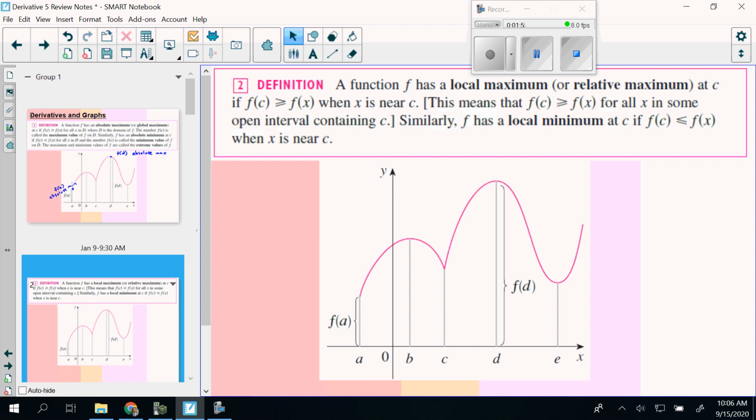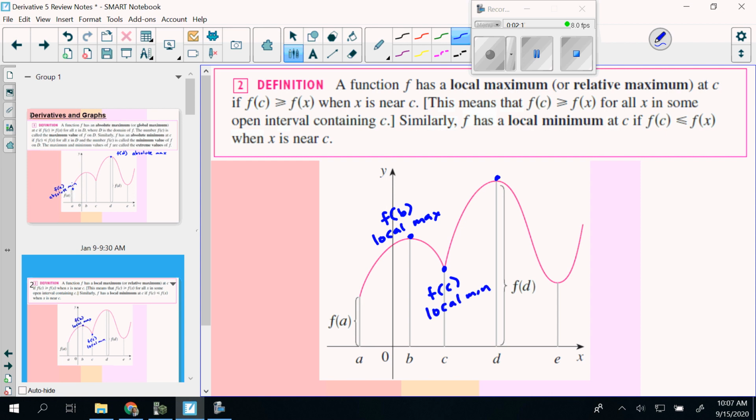So on this same graph here, let's pick out our local max and min. We would say that f of b, since it's higher than all the points around it, is a local max. f of c would be a local min because it's smaller than the points around it. f of d here would be a local max. And then f of e over here would be a local min. So those would be the local max and min values.